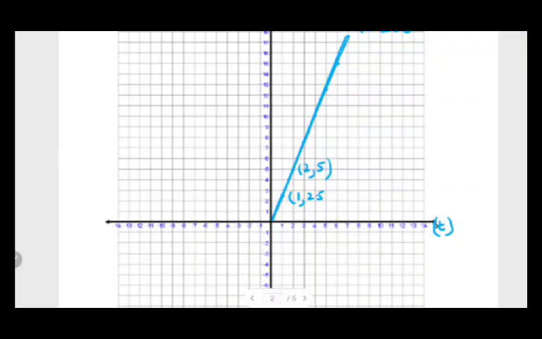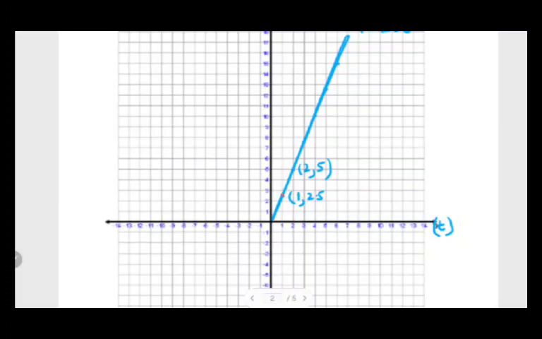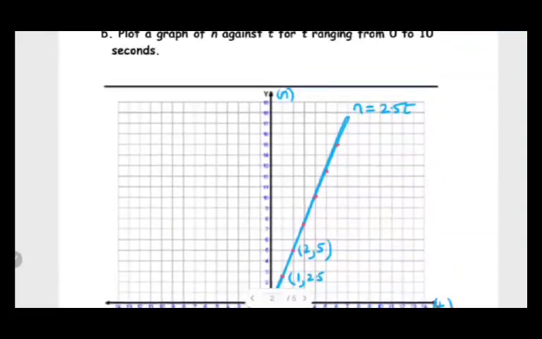This is the point. Should I do it with another color? So this is my first point. This is my second one. This is my third one. Fourth. Fifth, sixth, seventh. Correct?